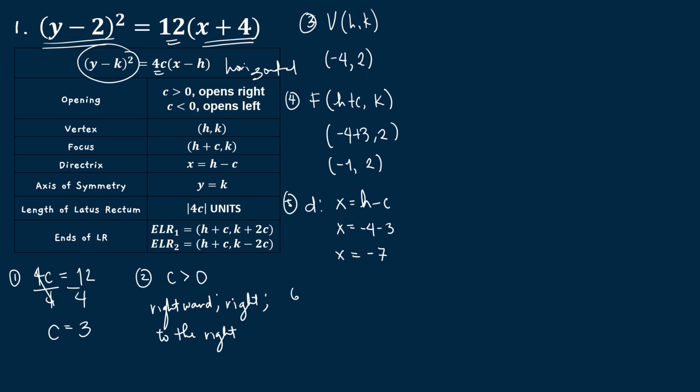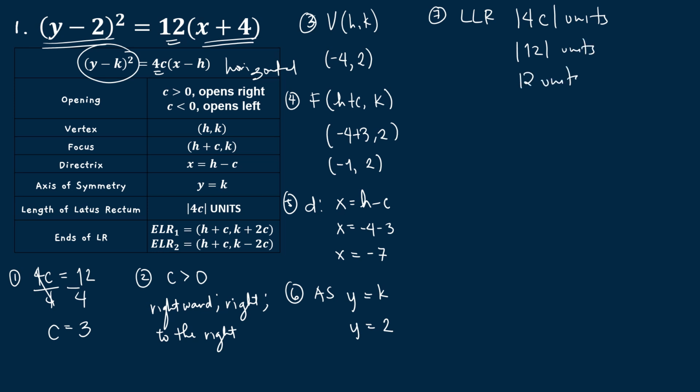On to our sixth property, that's the axis of symmetry. So y is equal to k this time, so y is equal to positive 2. So opposite lang din siya ng vertical parabola. Number 7 is still the length of the latus rectum, still the absolute value of 4c units. So 4c is equal to 12, positive 12 units. So the answer would be 12 units again.